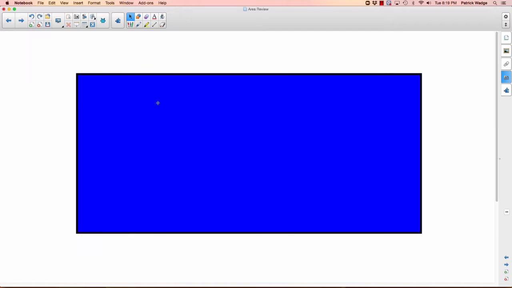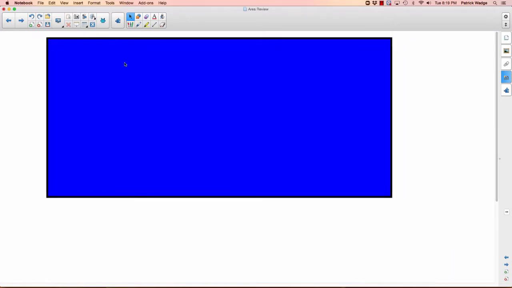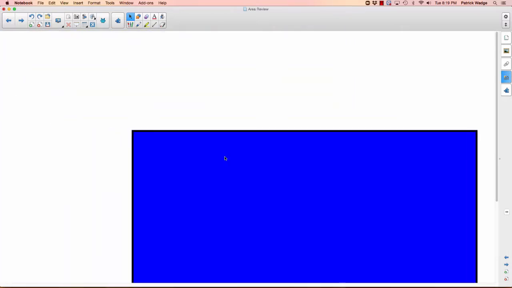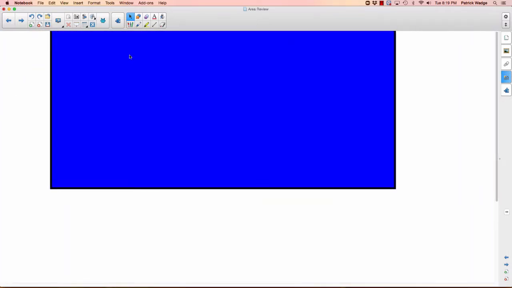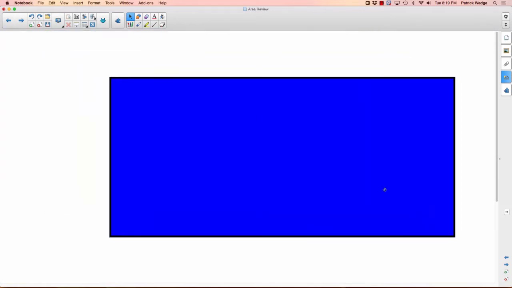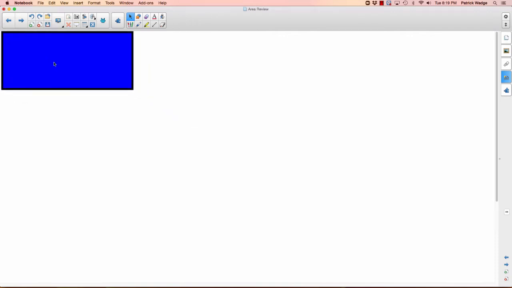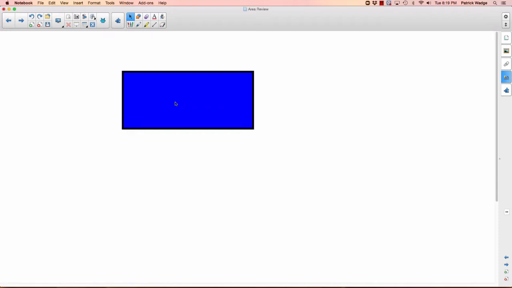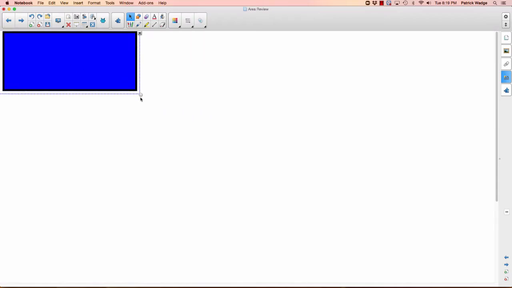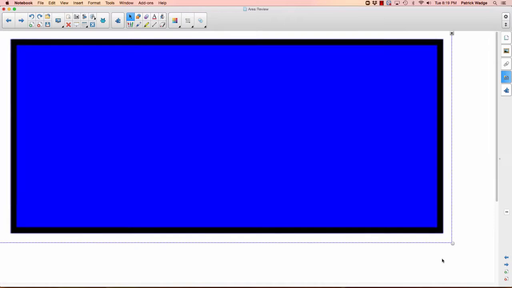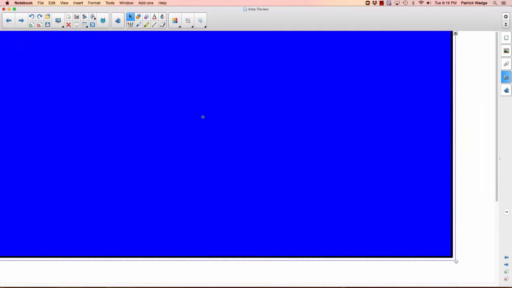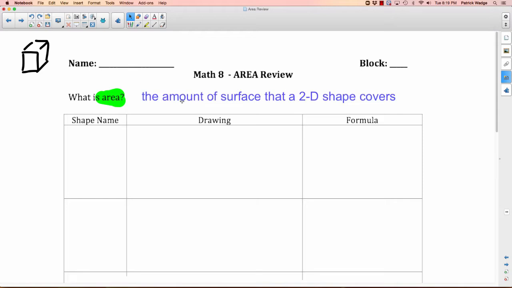For example, I have this blue rectangle right here, and it covers a certain amount of my white screen. The amount of the white screen that it covers, that's its area. If I make this rectangle smaller, obviously it covers less of the white screen, and it has a smaller area. If I make this rectangle very big, its area is getting bigger and bigger because it's covering more of the white surface. So the amount of surface that a two-dimensional shape covers is called its area.